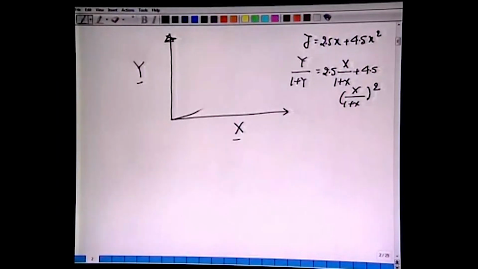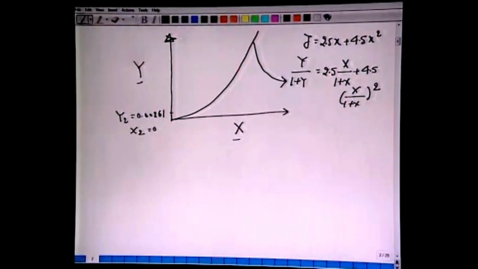So let's do that. We can draw this equilibrium curve. This is the equation. We have drawn the equilibrium curve here. Let's mark the point here. We have capital Y2 as 0.00261 at x2 equal to 0. So we have marked this point, and y1 is given as 0.087.